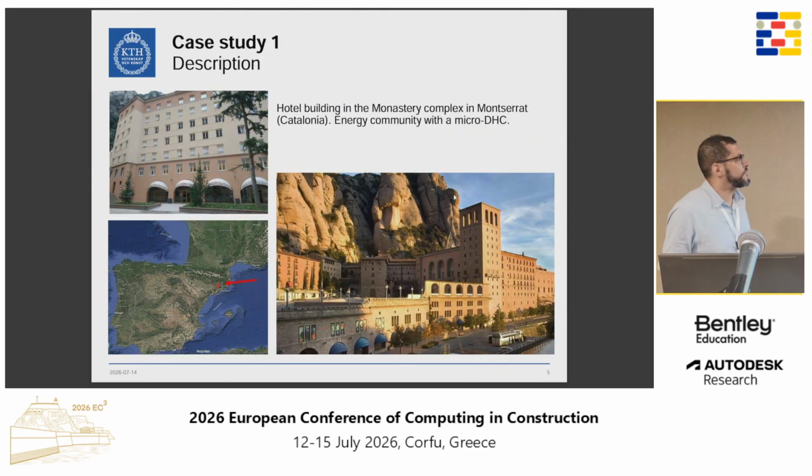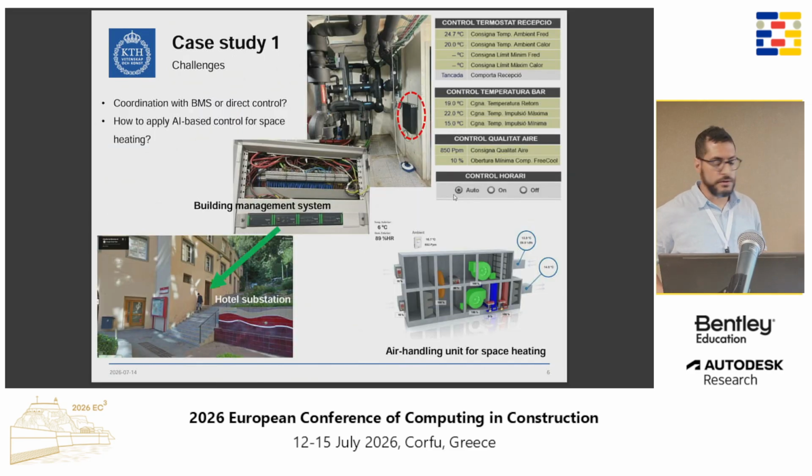We have the first use case, which is a monastery complex in the Montserrat region in Catalonia. It's a micro DSC. We want to upgrade the energy management in the micro DSC. As you realize, it's isolated, so the resources there are hard to get connected to the urban energy system. So we need to make it energetically independent from any external resources, and edge computing is one of the proposed solutions.